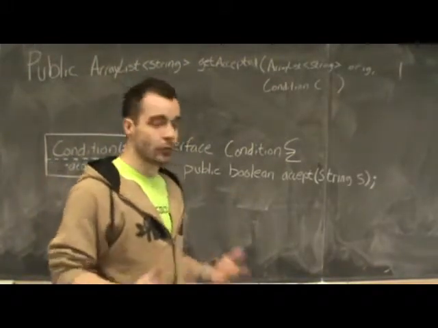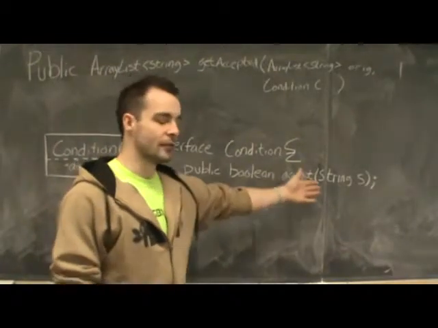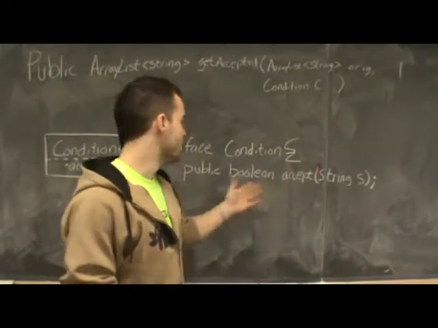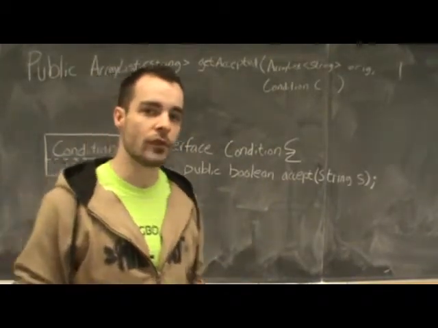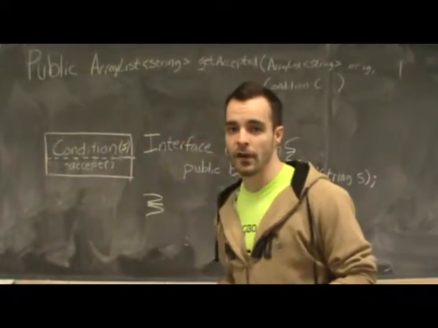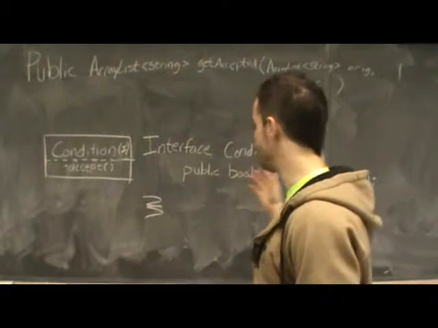Well, I just told you what it's going to do, right? It's called accept, that's how you call it. It takes in a string called s, and it returns a Boolean value, and it's public, so it can be called from anywhere. Those are the rules that we know our derived classes must follow. Anything that's derived from the condition interface must implement this method.